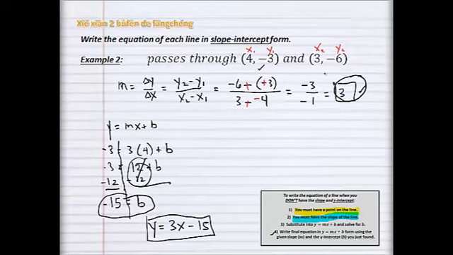Now, you're saying, well, what if I use this second ordered pair? Well, go ahead and try that if you'd like to. Plug in negative 6 here and plug in 3 here, and you'll actually get negative 15. Alright, I'm not going to do that for you right now, but that's something you can go through and do.